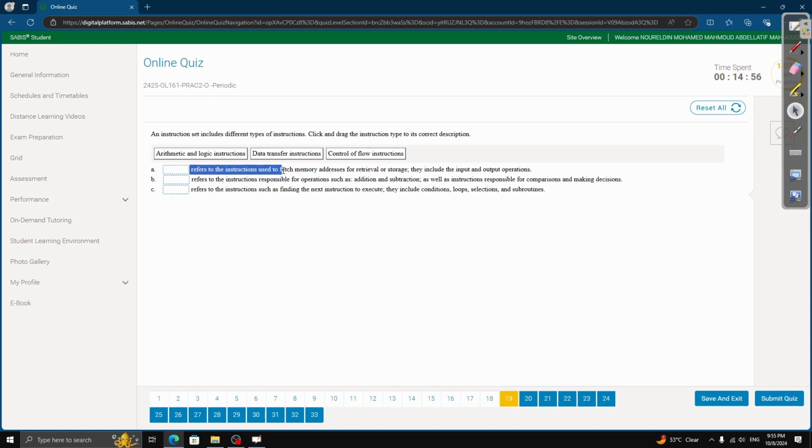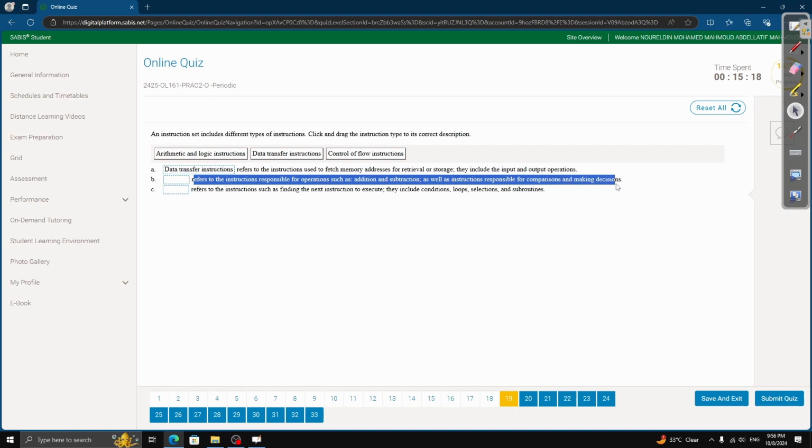Something refers to the instructions used to fetch memory addresses for retrieval or storage. Fetching memory implies that data is moving. If data is moving, that means data is being transferred. So data transfer instructions is this one. This refers to the instructions responsible for operations such as addition and subtraction, as well as instructions responsible for comparisons and making decisions. These types of decisions are kind of logical decisions, and this is arithmetic. So obviously, arithmetic and logic instructions. And by process of elimination, you can fill in the last one with control flow instructions. These instructions are used to find what's the next instruction to execute.